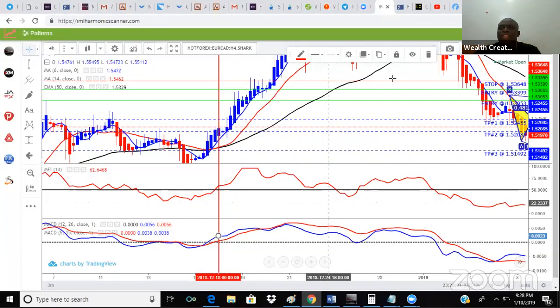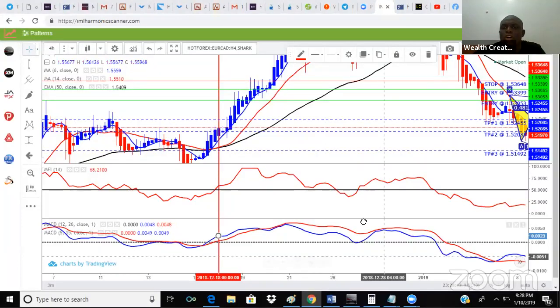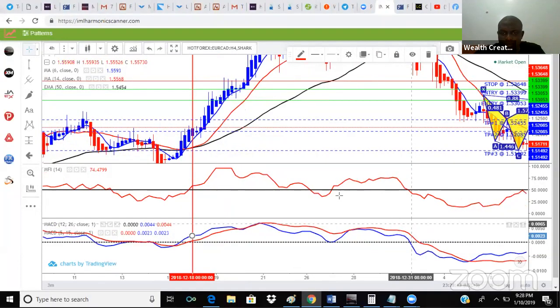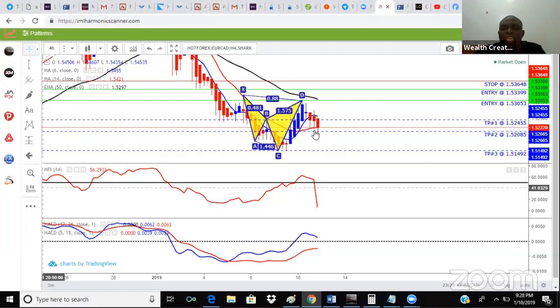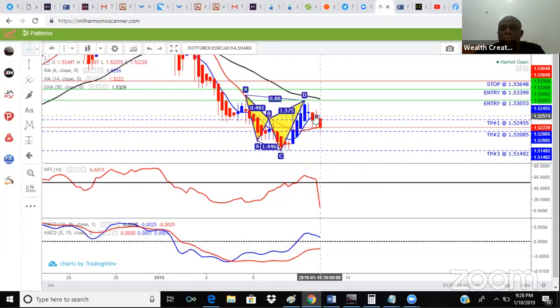So if they are not in alignment, you don't have a business with this trade. Watch out for this now. I will wait until the blue is below the red, which is 6 below 14 moving average, and they are both below the black.